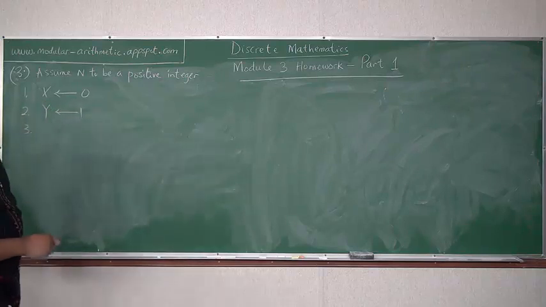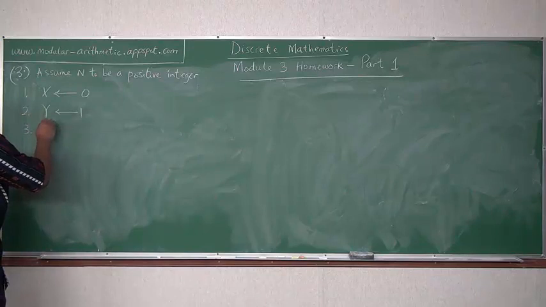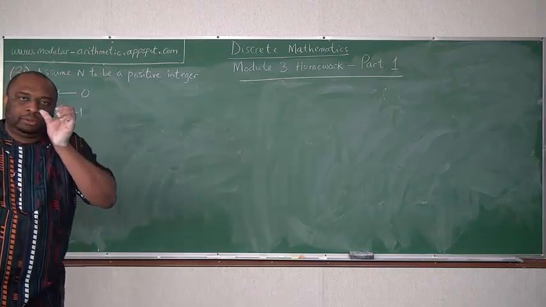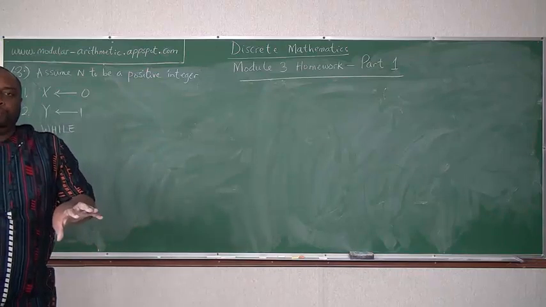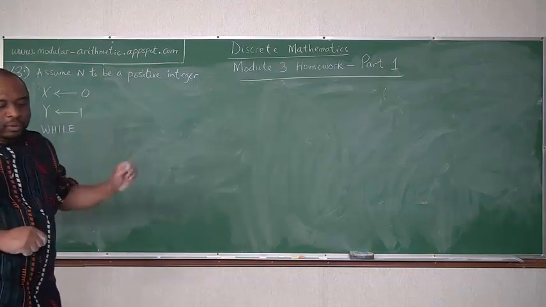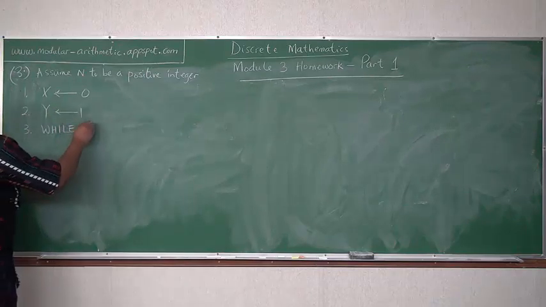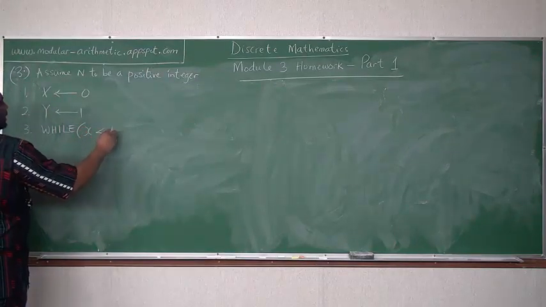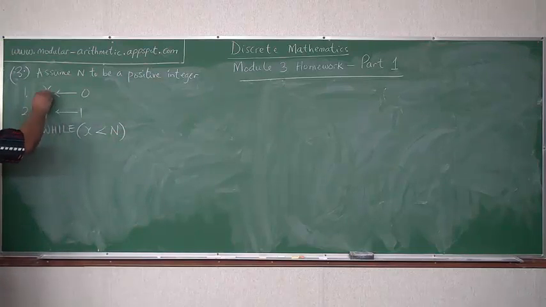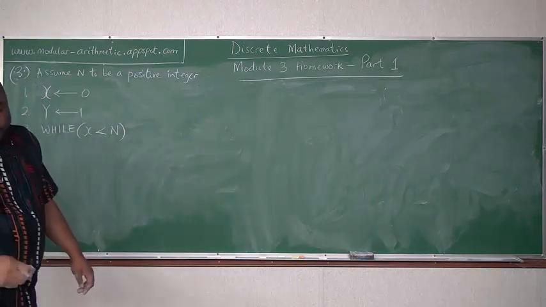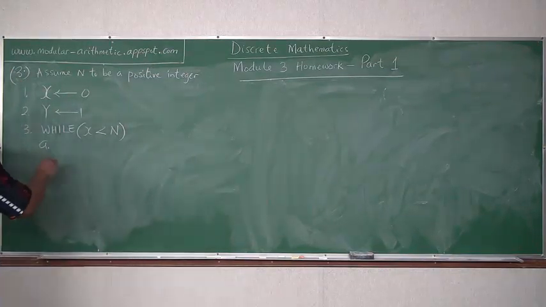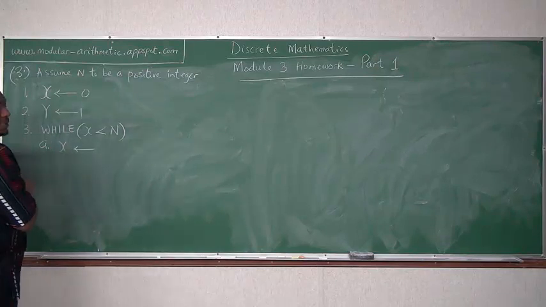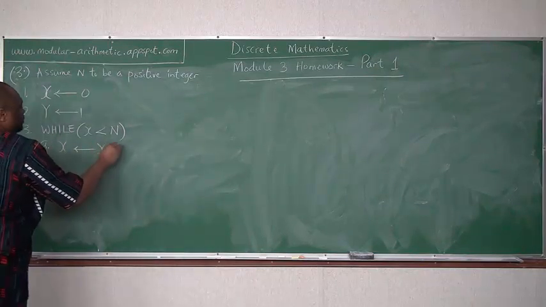3: while. So this is a while loop. The one we did in question 2 is a for loop. But this one is a while loop. So while x is less than n, x, what do you set to be this? This is x plus 1.